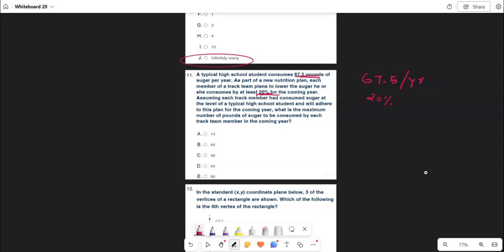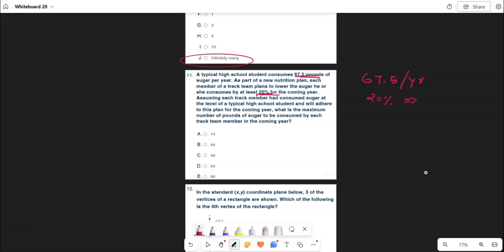Assuming each track member had consumed sugar at the level of a typical high school student and will adhere to this plan for the coming year, what is the maximum number of pounds of sugar to be consumed by each track team member for the coming year? That's the question. In this problem, they are checking your ability to deal with percentages.